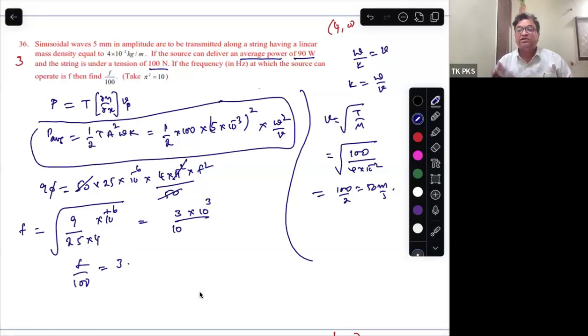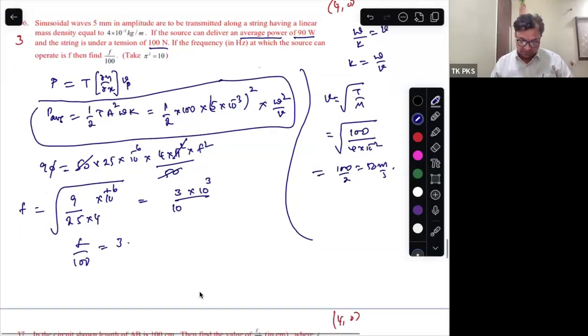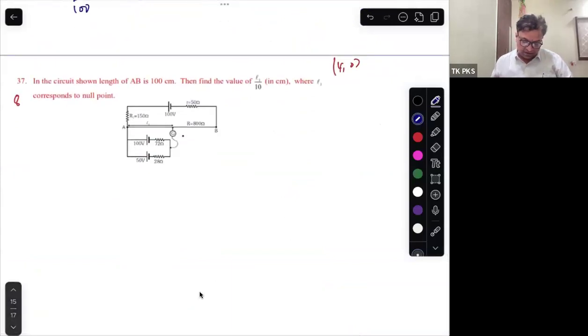If you don't know this, you are out. Next, in the circuit shown, the length of AB is 10 centimeters. Then find the value of L1 by 10 in centimeter, where L1 corresponds to the null point.